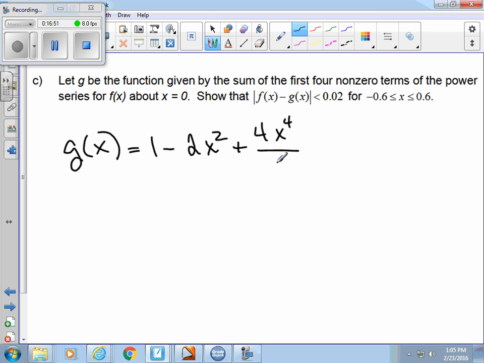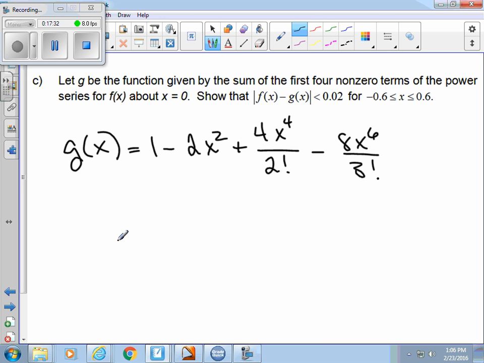Does everyone know what I'm doing? Yes, no, maybe? Negative 8x to the 6th over 3 factorial. Oops, I already put the negative there once. Don't need it twice. Okay, so those are my first four non-zero terms. They called that g of x. f of x is the actual value, which would be the infinite sum. This is just the first four terms.